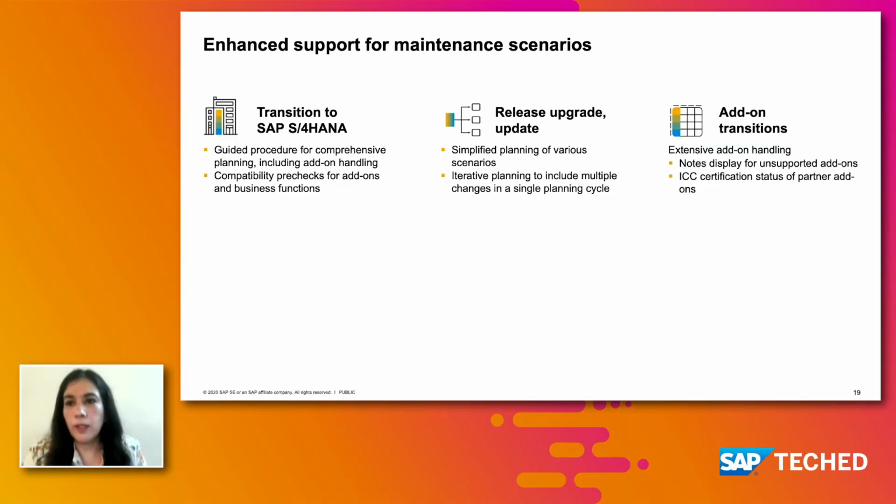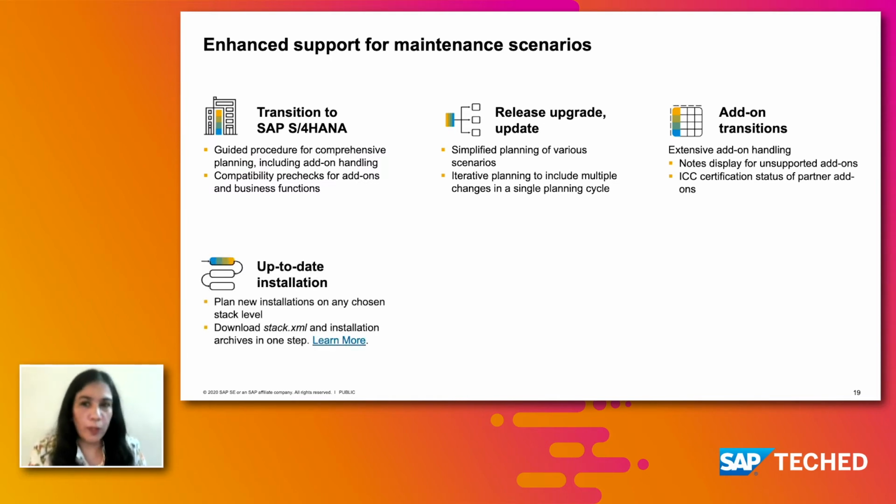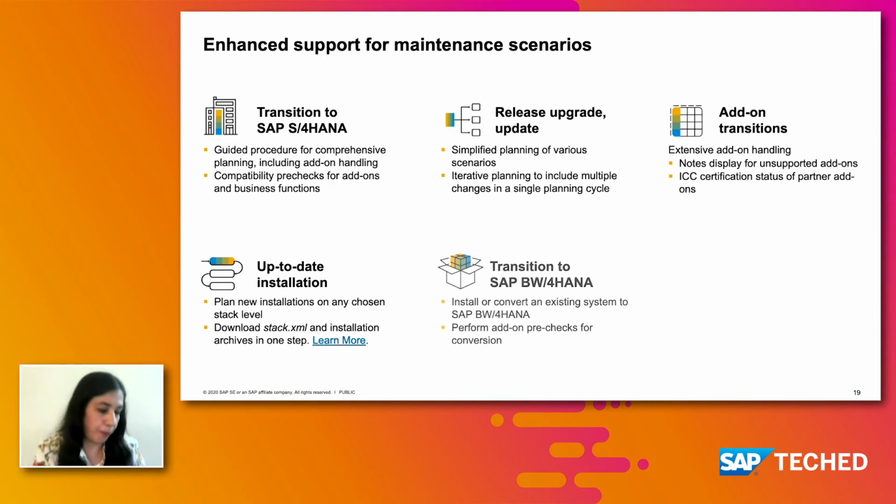So we have add-on support as well. I will talk about this in a while. Moving on to the next feature, the up-to-date installation. So up-to-date installation supports planning of new installation on chosen stack level and provides consolidated stack XML, which is first used by SWPM or the software provisioning manager for installation, and then software update manager for update to the chosen stack level. Here you can find a blog which I had published, which has all the details and step-by-step information how to use this functionality.